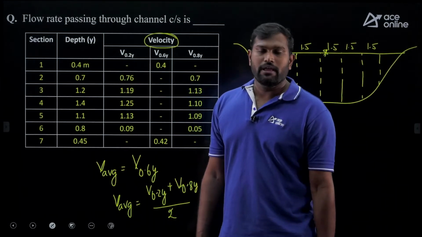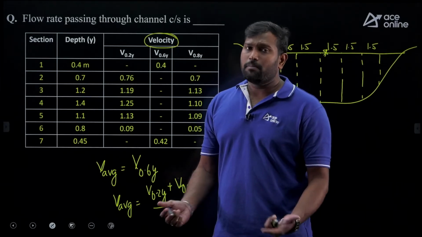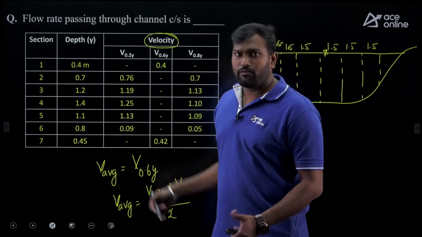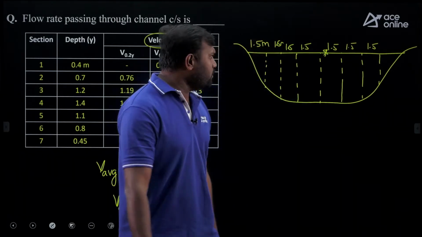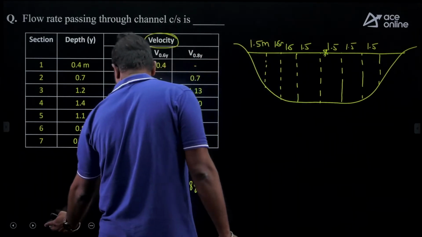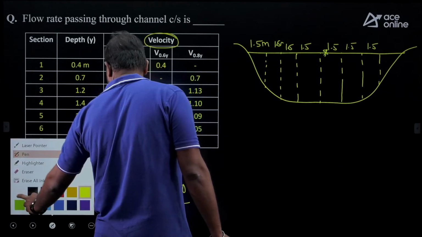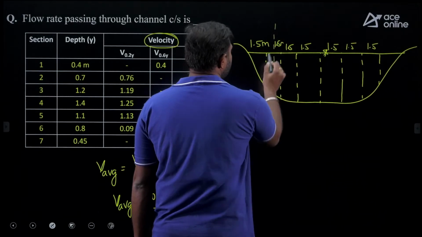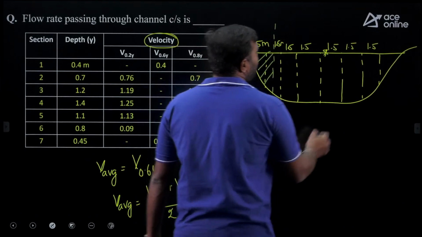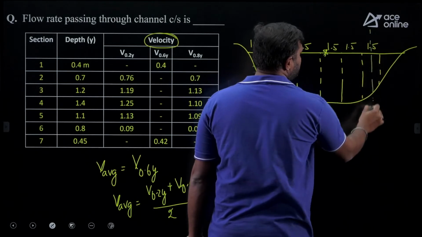Now what else do we require? Area. So area is nothing but b into y, right? We have depth. We need to find out the width, the average width. From the area-velocity method, what we have to do is divide this entire area into zones. You see this first zone, and you see the last zone.